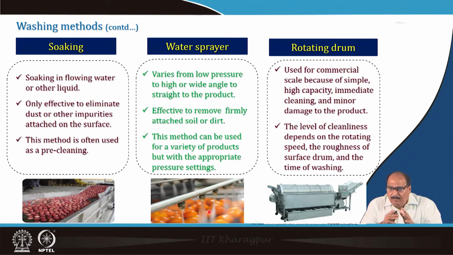Rotating drums are used on a commercial scale because they are simple, of high capacity, give immediate cleaning, and cause minor damage to the product. The level of cleanliness depends upon the rotating drum speed, the roughness of the drum surface, and the time of washing.